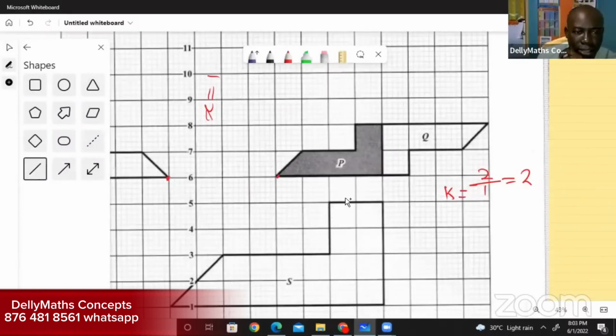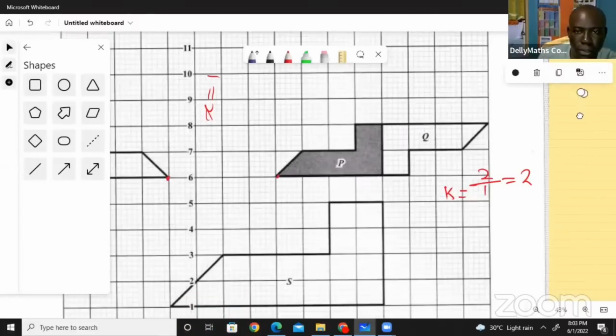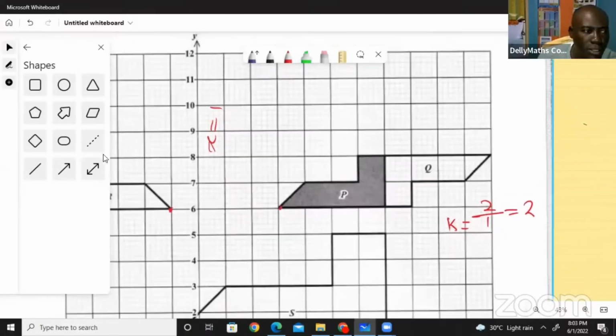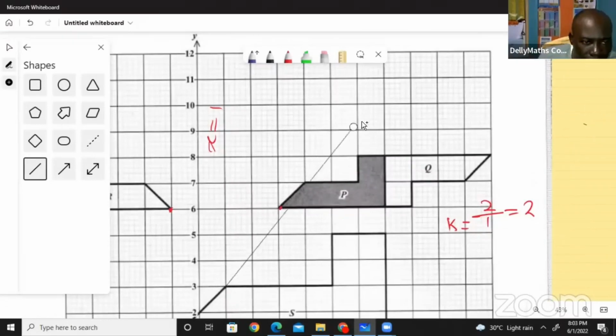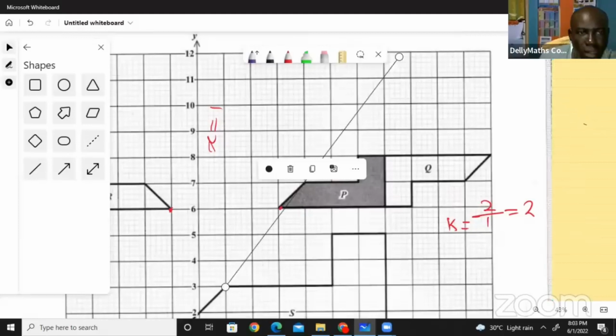So I'm going to connect any 2 corresponding points. I'm going to connect right here through right here. I'm going to draw a very long line through there. Let me pull this down a little bit. So I'm connecting from this point to the corresponding point right there.